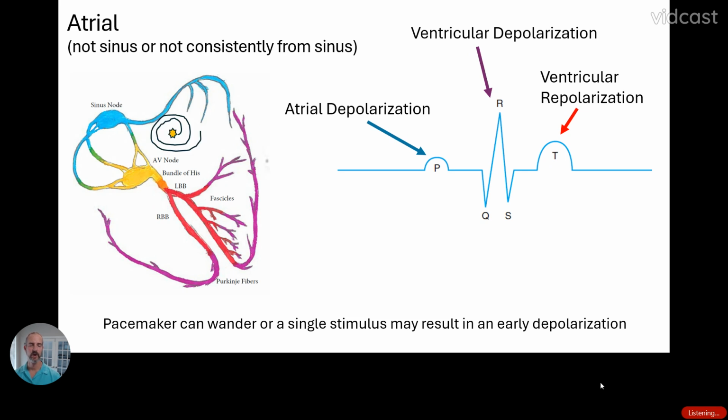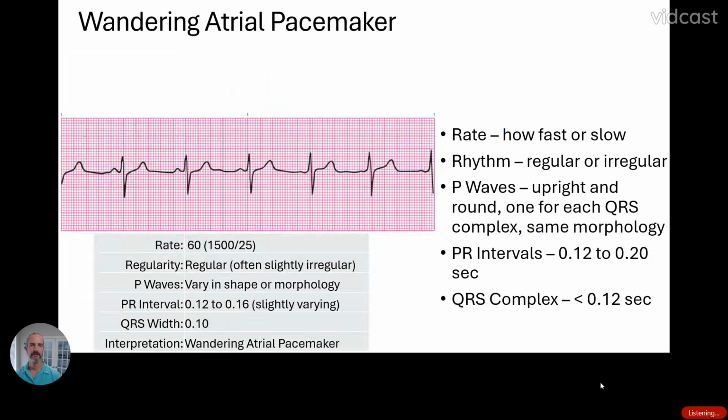So with a wandering pacemaker, just think of your stimulus wandering around up there, or you can have a single irritable focus. So let's talk about the wandering version. The first rhythm that we're going to discuss is the wandering atrial pacemaker. So go through your 5 rules, measure your rate and regularity.